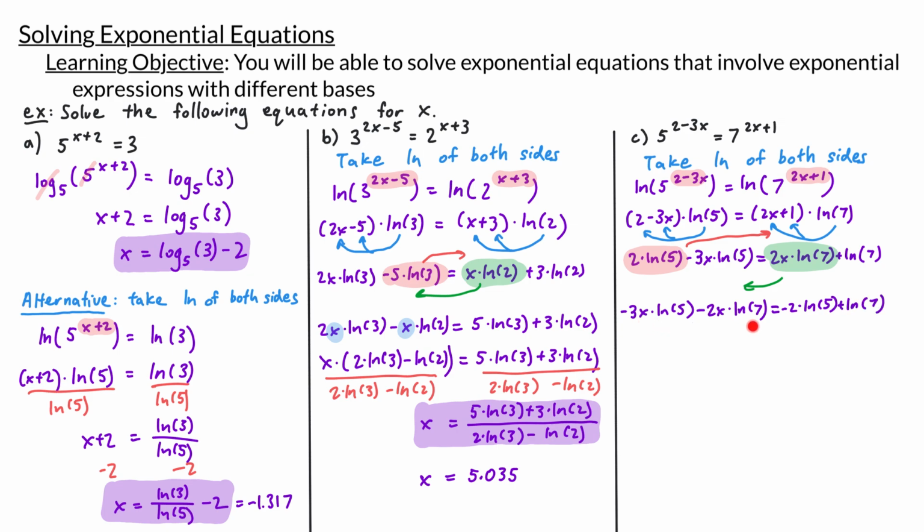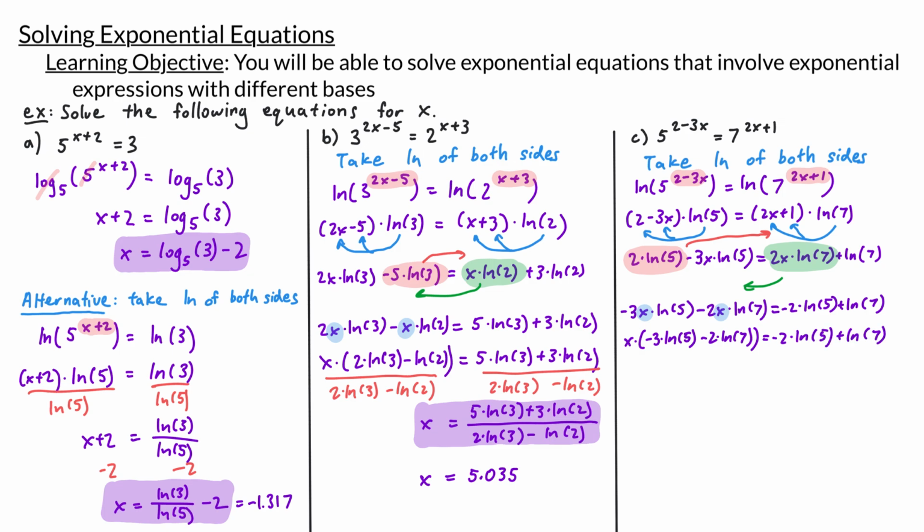Now, if we look on the left-hand side, we see that each term here has a factor of x. So we can factor the x out. This would give us x times negative 3 times ln of 5 minus 2 times ln of 7 on the left-hand side. And on the right-hand side, we still have negative 2 times ln of 5 plus ln of 7.